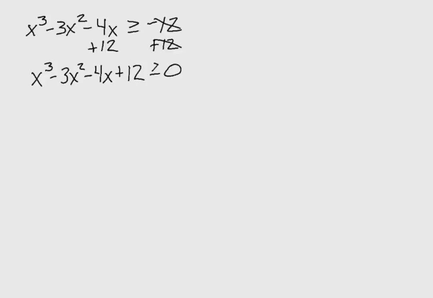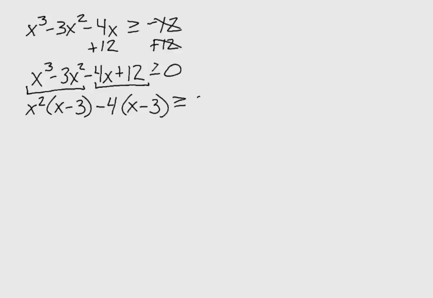I next factor completely. When I see four terms, I think about factoring by grouping. I group my first two terms, x cubed minus 3x squared, and factor in x squared to leave behind x minus 3. I group my next two terms, negative 4x plus 12, and notice that if I factor a negative 4, I will leave behind exactly x minus 3. I notice that I have a common factor of x minus 3.